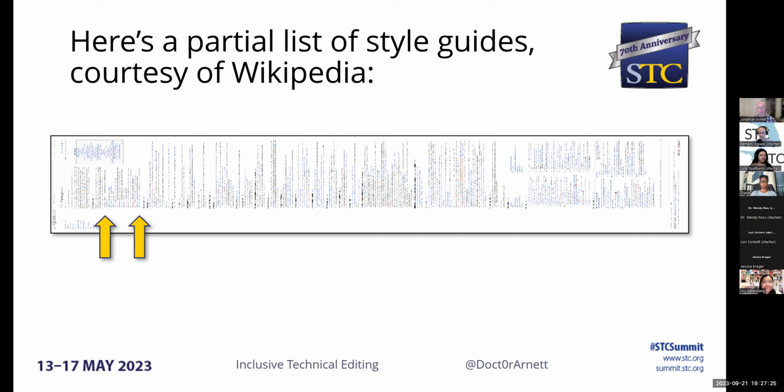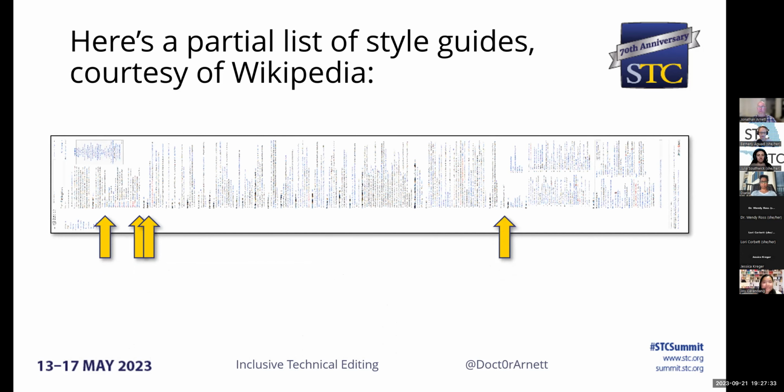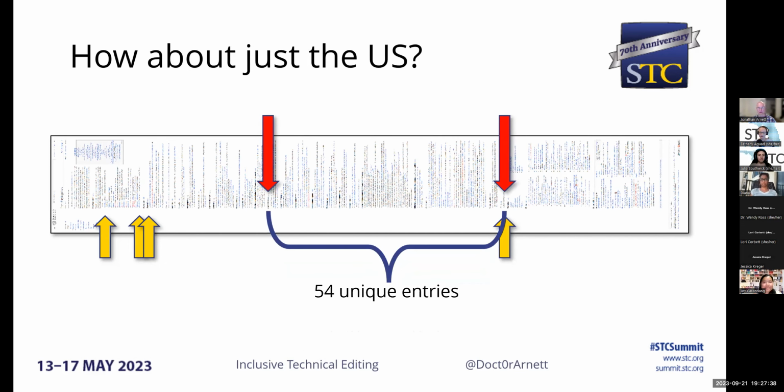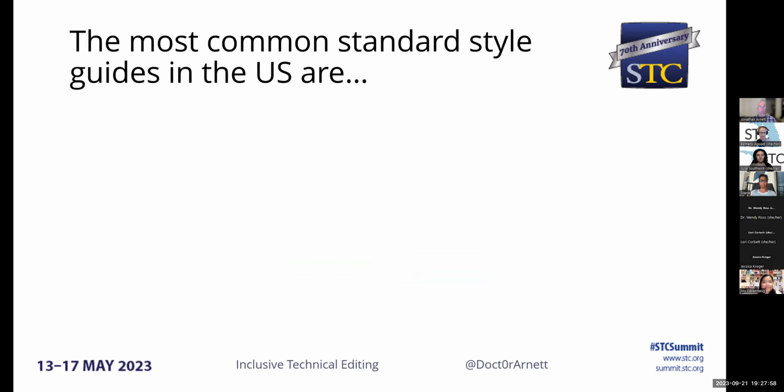What I'm going to talk about, though, is the variety of style guides that are available in English. Or better yet, how about just for the USA? There are 54 unique entries here, and of those, 53 of them are fairly standard style guides, and only one is something that we think of as an alternative style guide or a supplemental style guide. The thing is, each of these particular style guides, they're going to focus on a purpose and a particular context of use.